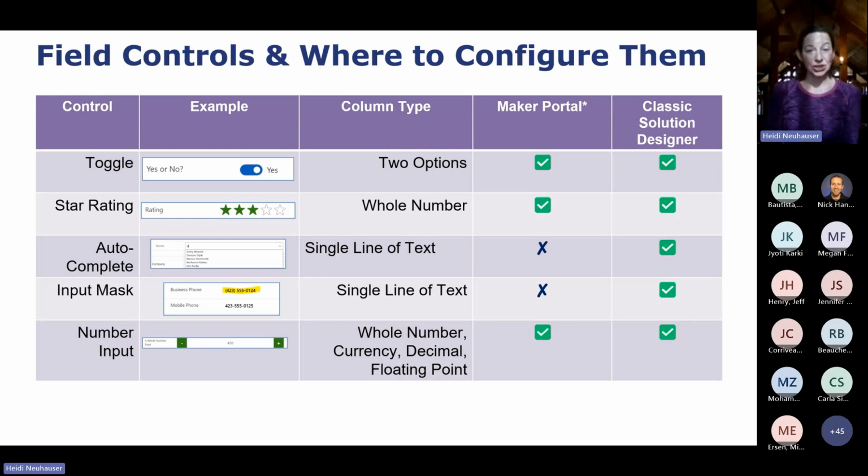Autocomplete is pretty neat. Oh, I can't really see what that is. So that's spouse. It's doing a lookup to the contact table, and I could start typing a few letters and it'll pop up other people, has contacts, and then I can select it there. That is only in Classic.